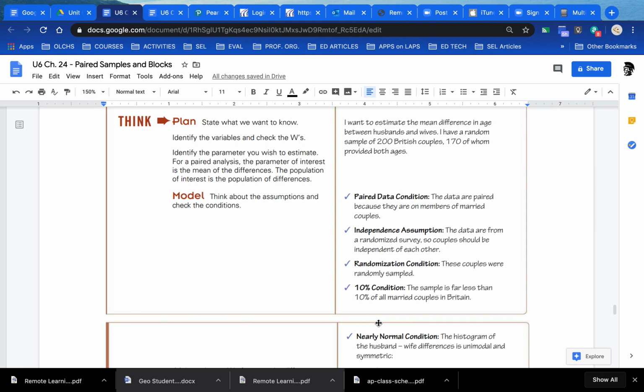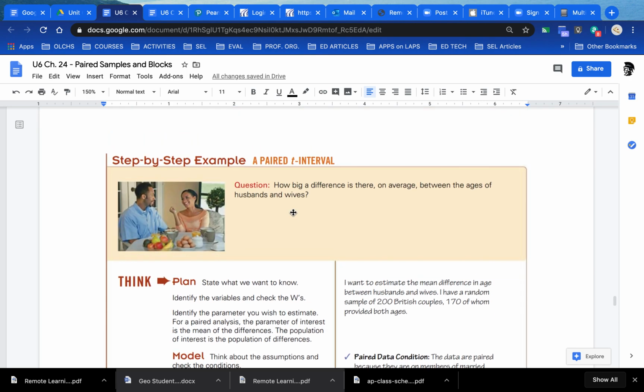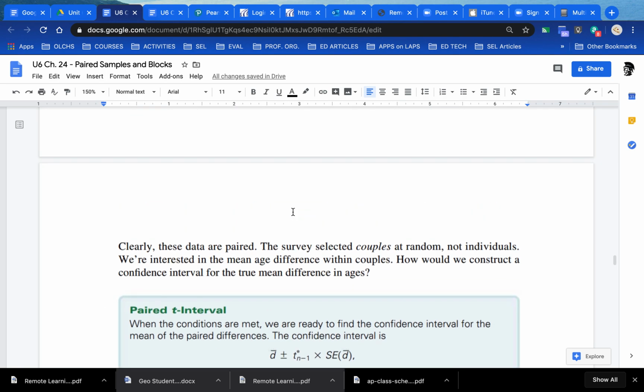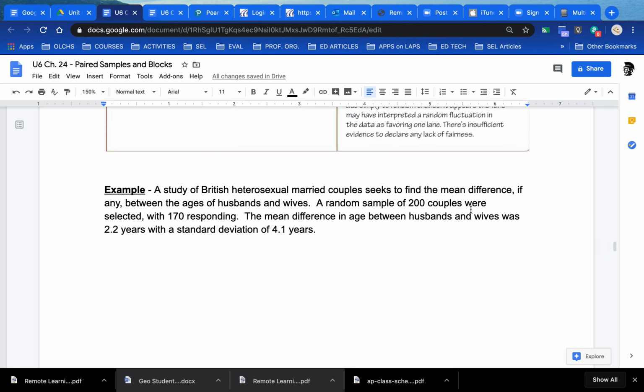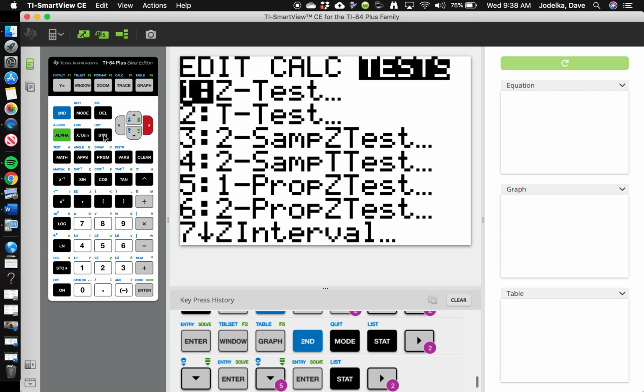And you could just assume that it's nearly normal. You wouldn't have to make a histogram. So how do we do this? Well, we would enter our summary data, which up here was a mean difference of 2.2 and 4.1 is the standard deviation. So if you remember when we did that, if I went to stat tests, this is a confidence interval this time. So we are doing number 8, I believe it was.